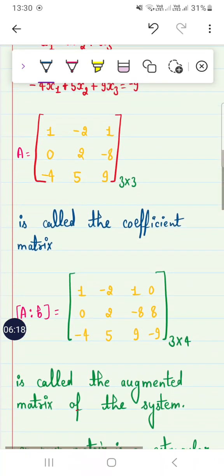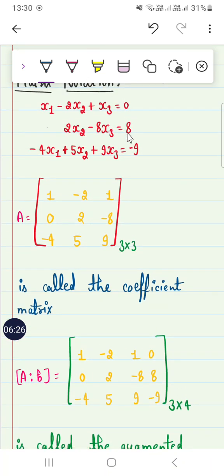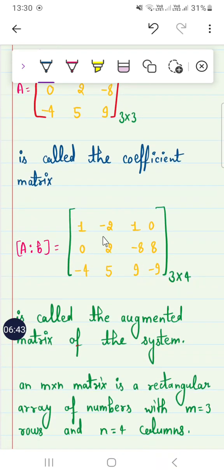Now, what is the augmented matrix? When we take 0, 8 and -9, these are the solution values, right? So this is called b1, b2, b3. When we take the coefficient matrix with b1, b2, b3, this matrix is called the augmented matrix. This matrix of the system is called the augmented matrix of the system: 1, -2, 1, 0, 0, 2, -8, 8, -4, 5, 9, -10, right?